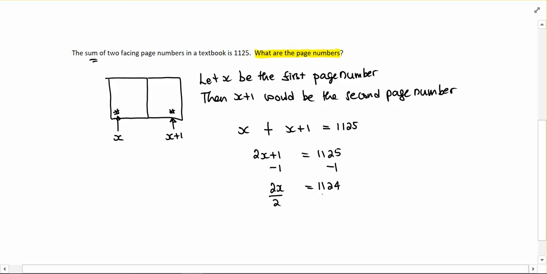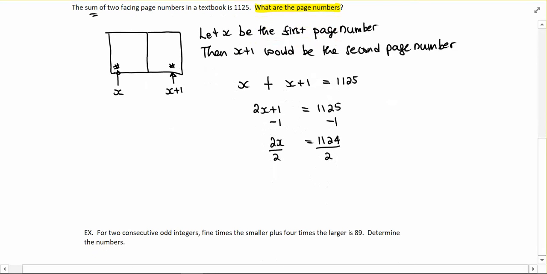Divide by 2. Divide by 2. x is equal to, let's see, 562 if I did the math right. So let's report our answers. First page number is 562. Second page number then would be 563.